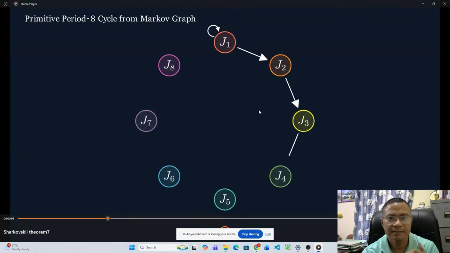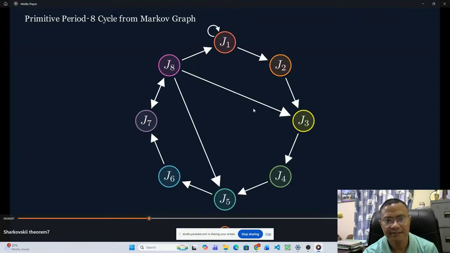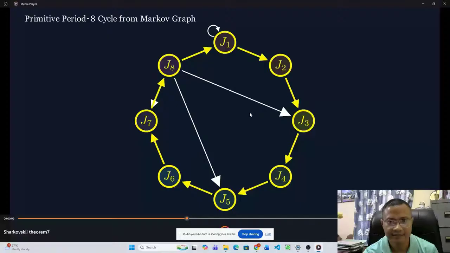So this is the Markov graph again. Now let us see the yellow highlighted part. From J8 to J1, J1 to J2, J2 to J3, J3 to J4, J4 to J5, J5 to J6, J7, and J8. This completes the cycle. It is a primitive cycle because you cannot make this cycle by repetition of a smaller cycle. Therefore, it is a primitive cycle of length 8.